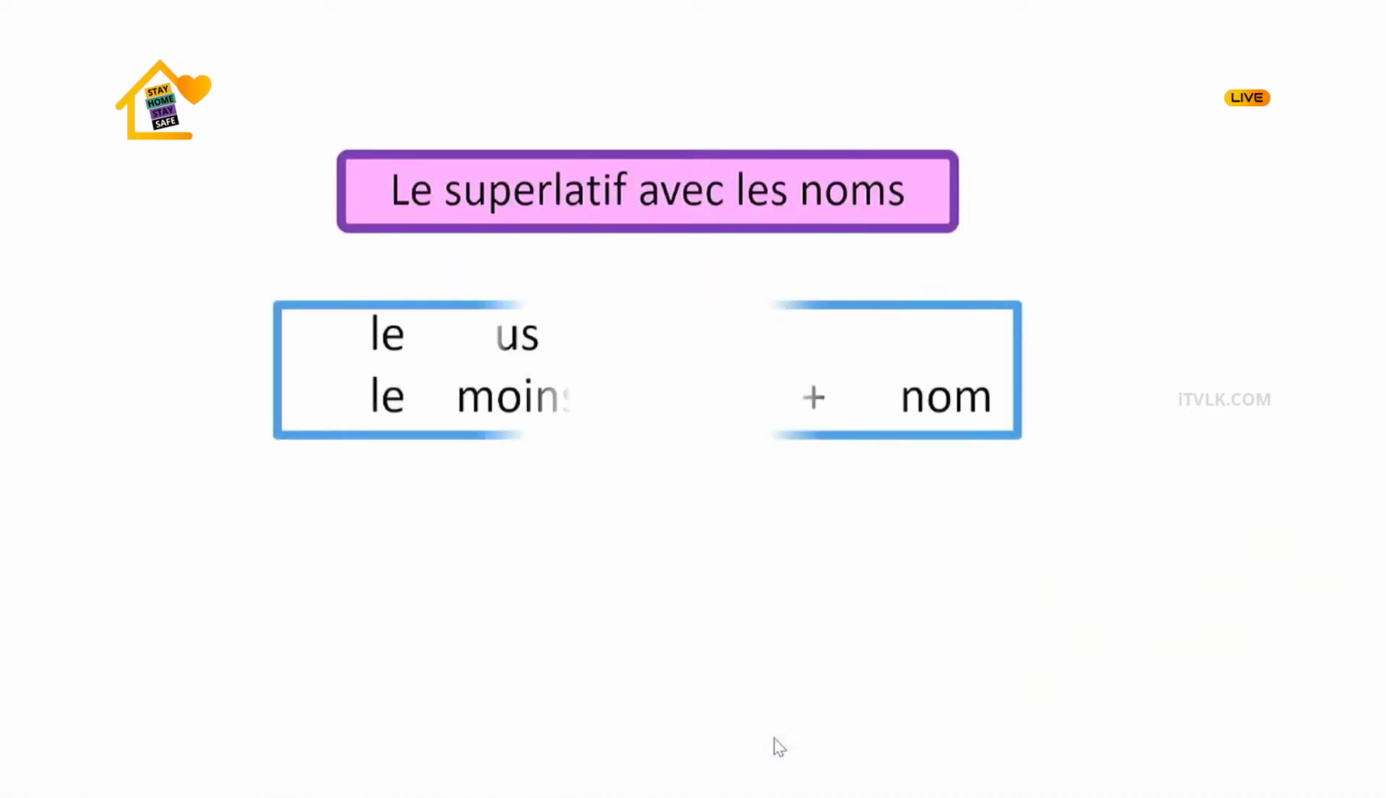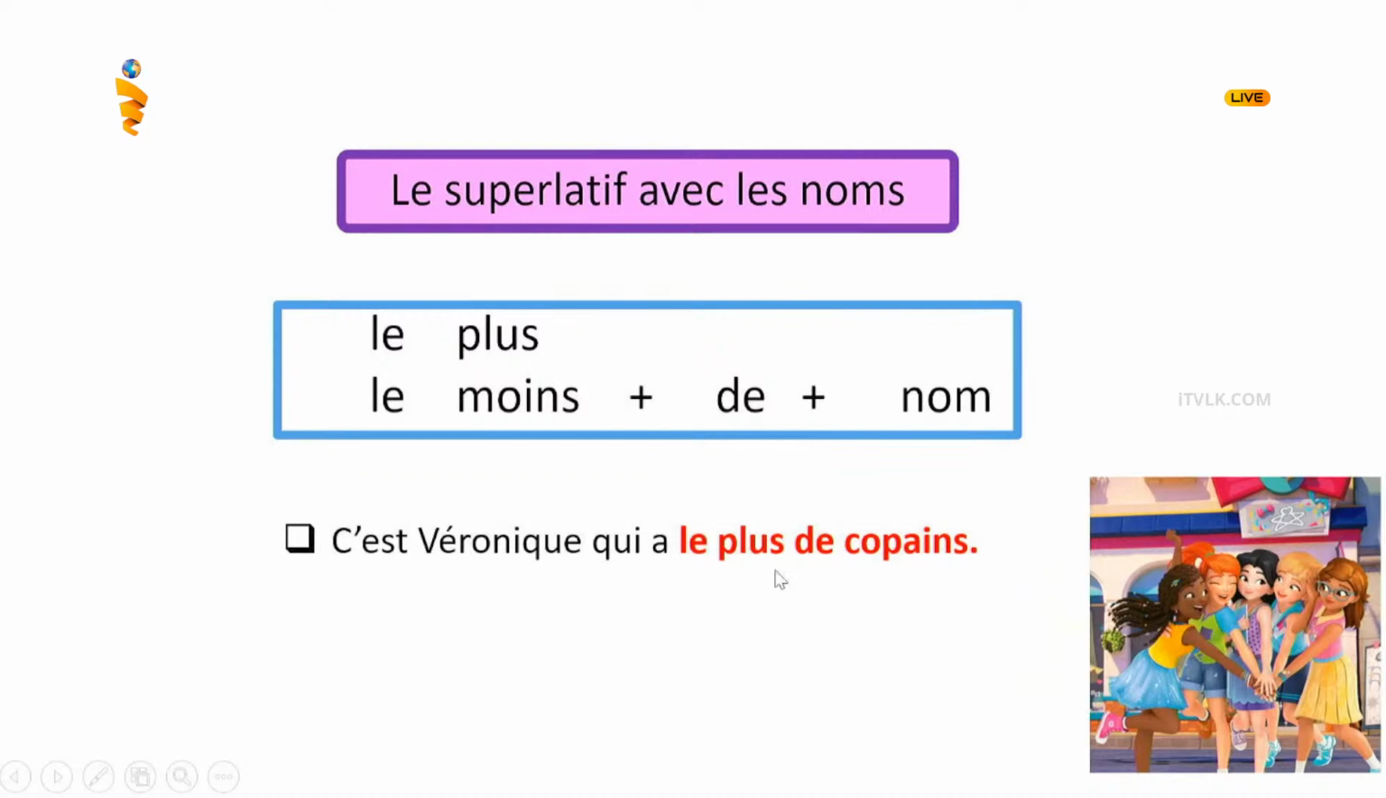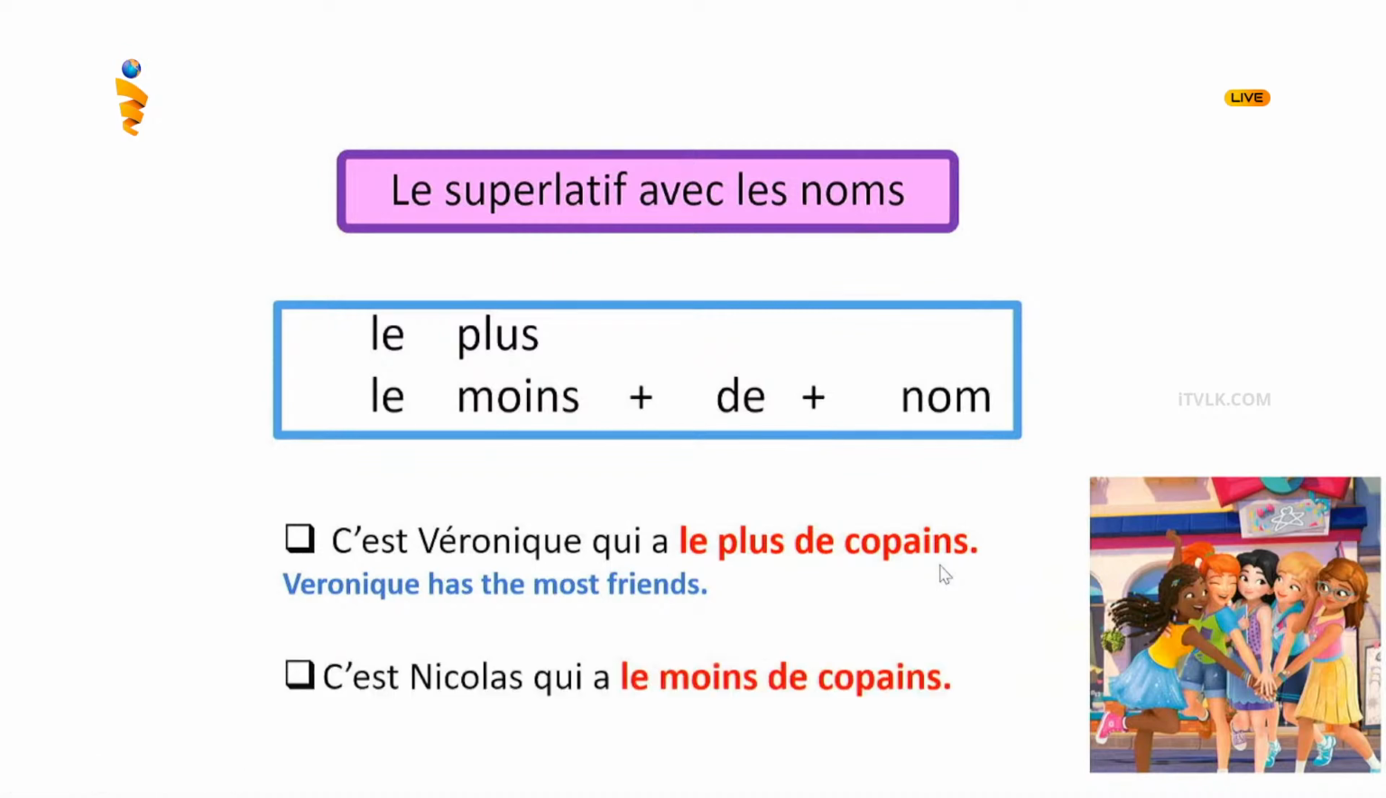So no problem there. With nouns, even with nouns, now see this, we will compare these girls. C'est Véronique qui a le plus de copains. So here, le. Even though Véronique is feminine, I didn't use la. Le plus de copains. Véronique has the most friends. C'est Nicolas qui a le moins de copains. Nicolas has the fewest friends. So with a noun, this is the way we should form our superlative.